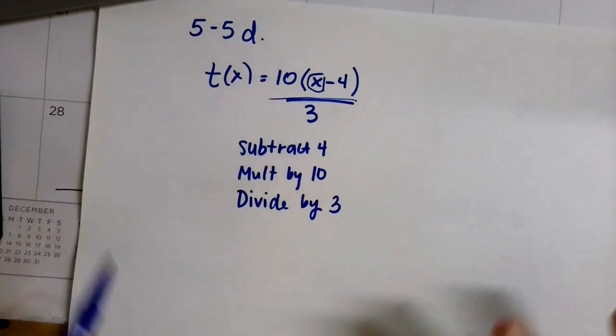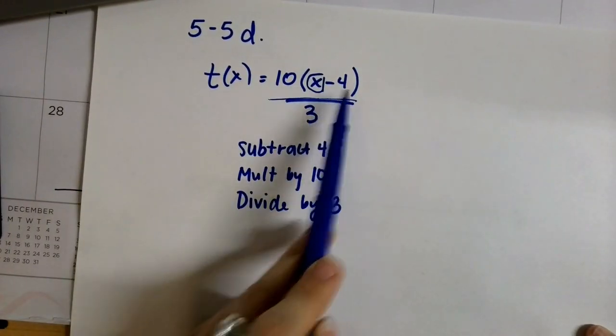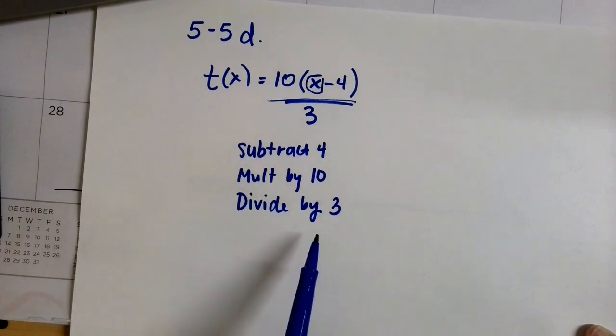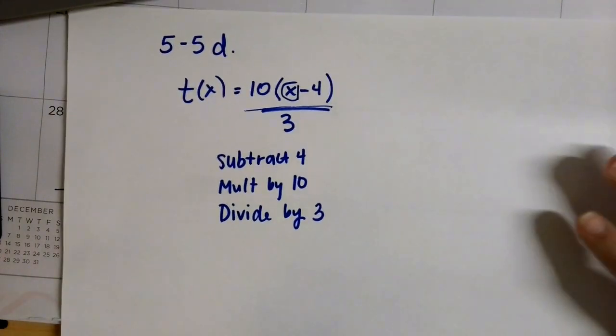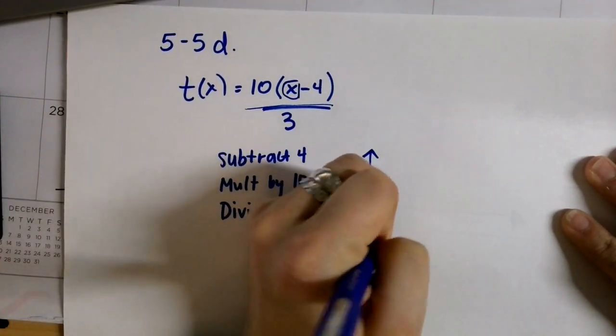And the way that you can think about that is like if I were to plug in a number like 2 here, first I would have to subtract 4, then multiply by 10, and then divide by 3 to simplify. So to find the inverse, we have to do the opposite and go backwards.